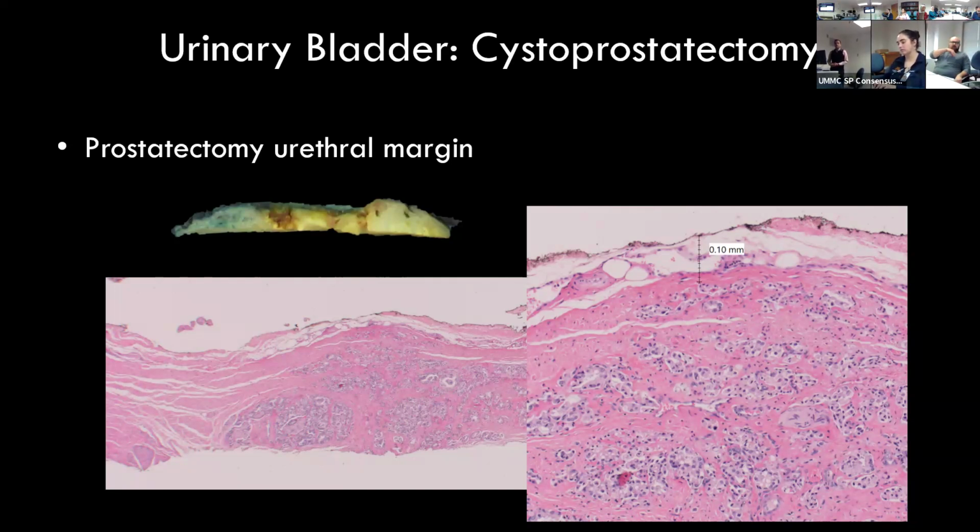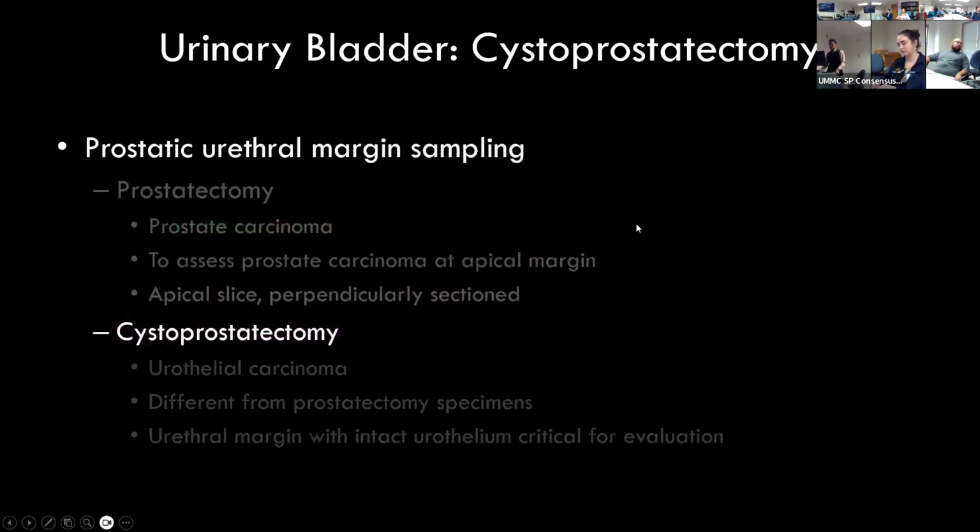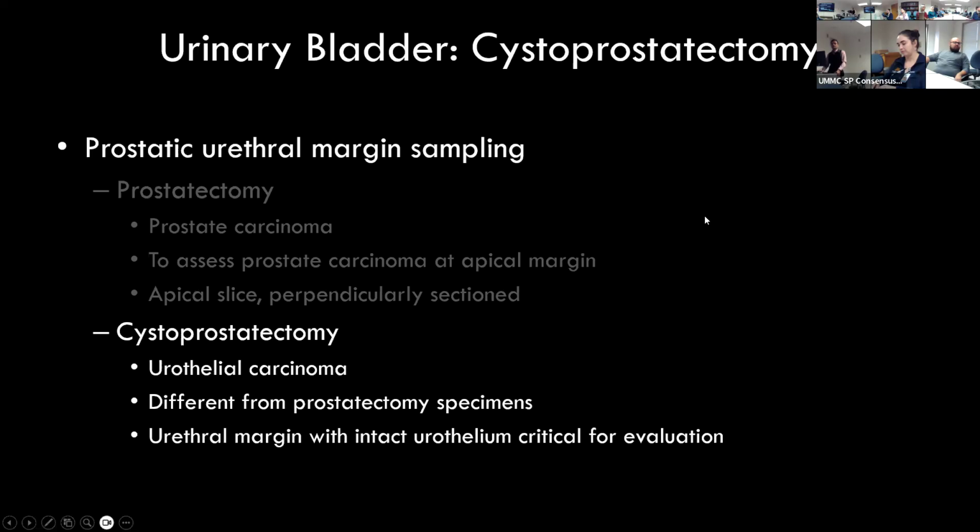So assessment of a close margin is very critical, and you can only do that if you're making a perpendicular section like this, when you're able to see both the tumor and the margin in the same section. Okay? In the cystoprostatectomy, like I said, it's a different setting because you want to look at the urothelium in the urethra and see if there is urothelial cancer over there.